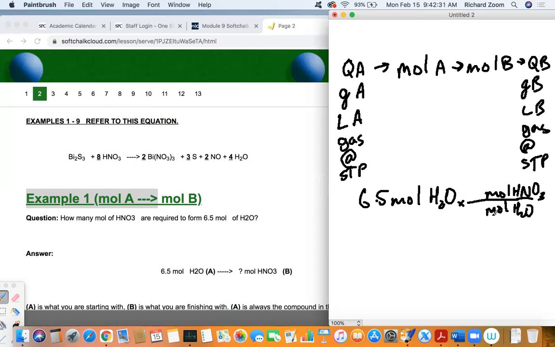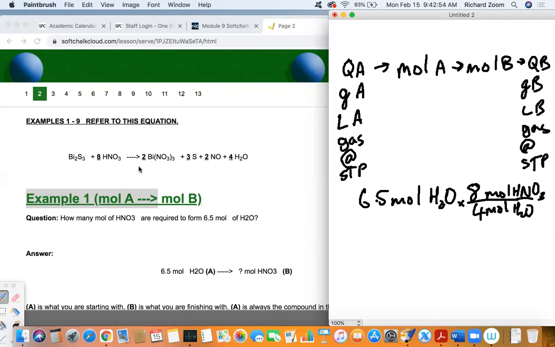So what do we mean by that? Whenever you're given a stoichiometry problem, you're also given an equation. A balanced equation, by the way, is something you don't have to balance. And you can see the relationship between moles of H2O and moles of HNO3. There's going to be 8 moles of HNO3 and 4 moles of H2O. That's the relationship.